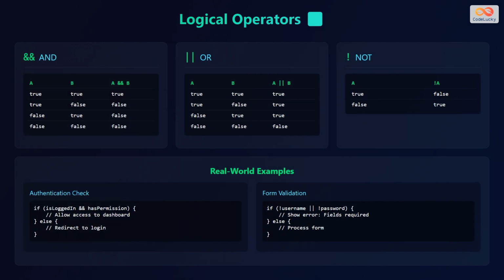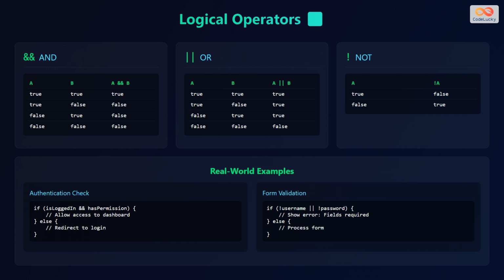Logical operators combine or modify Boolean expressions. The AND operator returns true only if both operands are true. The OR operator returns true if at least one of the operands is true. The NOT operator returns the opposite Boolean value.